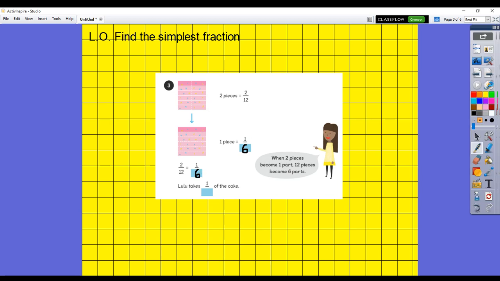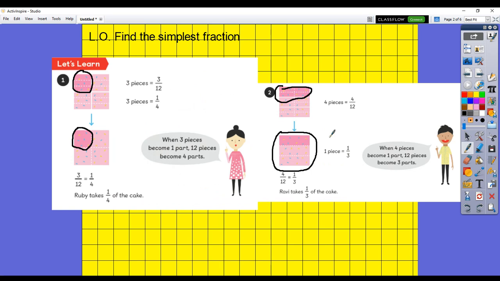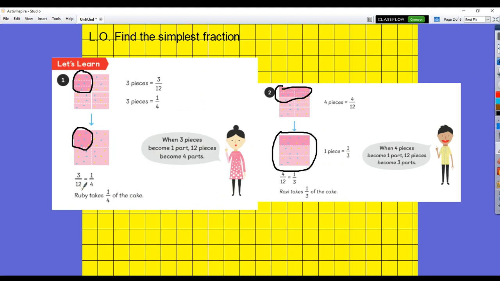So if we have a look at the fractions, if we look at the maths behind it as well, if we look at Ruby's fraction of the cake over here, she's gone from 3/12 to 1/4. If we think about our math skills here, what math did we use to work this out? We can say how many 4s go into 12. Well, if we did our 4 times table, 4, 8, 12, and use our piano fingers, we know 3 4s go into 12. So if we divided this by 3, we're going to get 4.